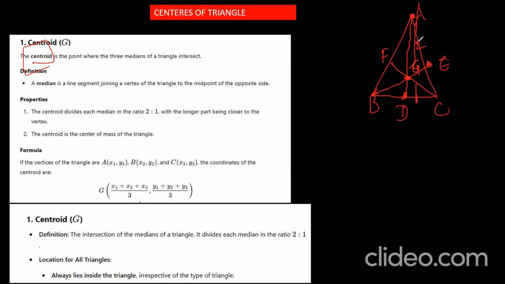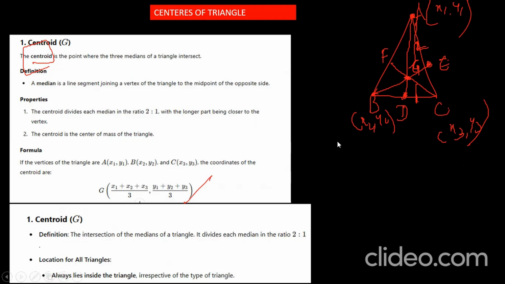2:1, like that. If the vertices of a triangle are A(x1, y1), B(x2, y2), C(x3, y3), the coordinates of the centroid are calculated by adding all three and dividing by 3. You get the X and Y coordinates respectively: (x1 + x2 + x3)/3 and (y1 + y2 + y3)/3. In this manner, you can easily calculate the value of the centroid.